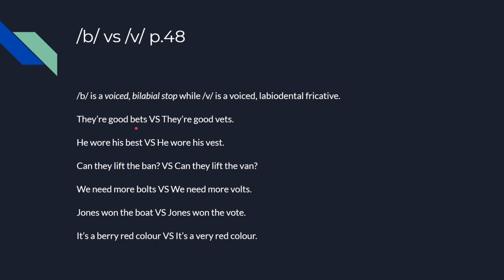They're good bets. They're good bets. Make sure bilabial. These are lips coming together. They're good vets. They're good vets. This is labial dental. Lip and teeth working together. Vets, bets. Vets, bets.